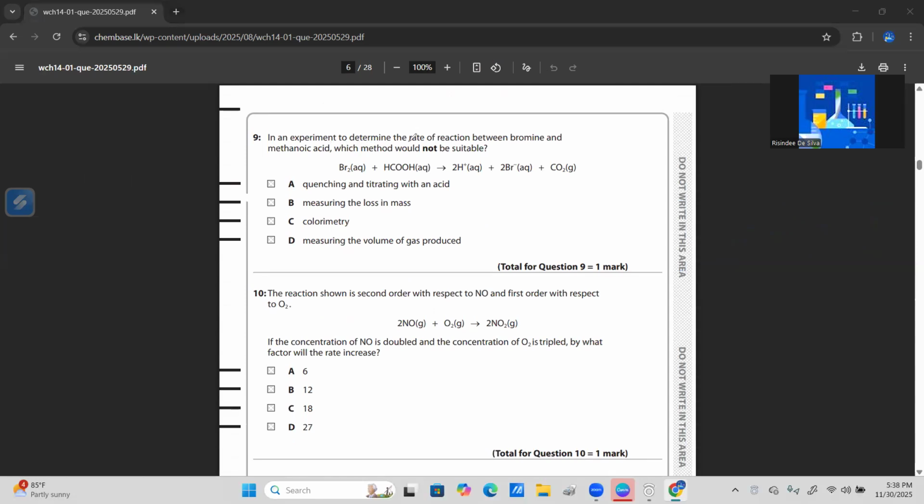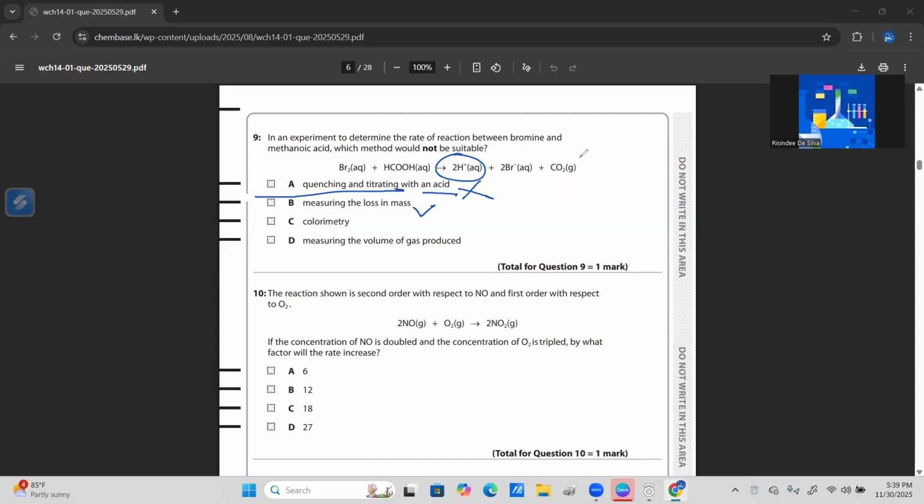in an experiment, determine the rate of a reaction between bromine and methanoic acid. Which method would not be suitable? Quenching and titrating with an acid. So we can see, children, H plus is in the medium. So if you use an acid for the titration, nothing will happen. If you are using titration, you have to titrate with a base only to find the H plus amount. So that is the wrong one.